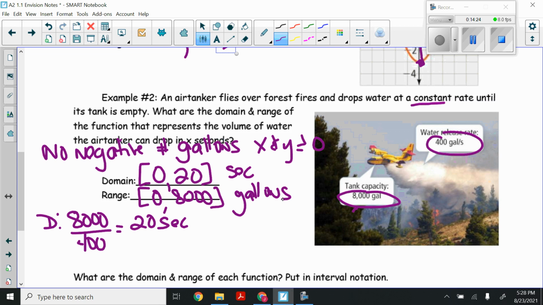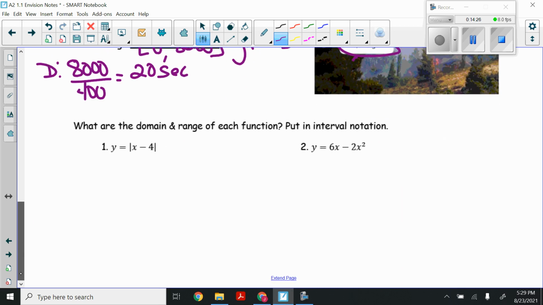Right, so now it just says what are the domain and range of each function and put it in interval notation. So now they're going to give us the equation, but no graph to look at. Okay, so we're going to talk about everything that we discussed yesterday when we reviewed. So number 1, y equals the absolute value of x minus 4. Okay, absolute value. So remember, what did we talk about yesterday? We know that this graph is going to be a V shape, right?